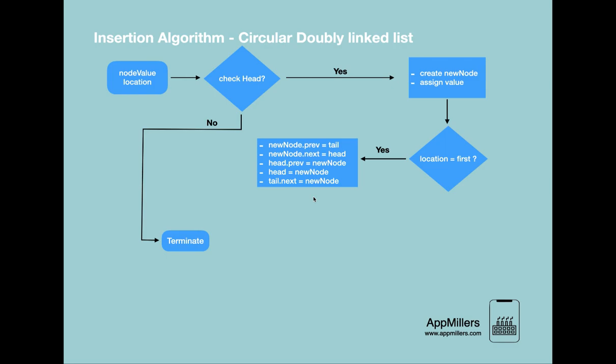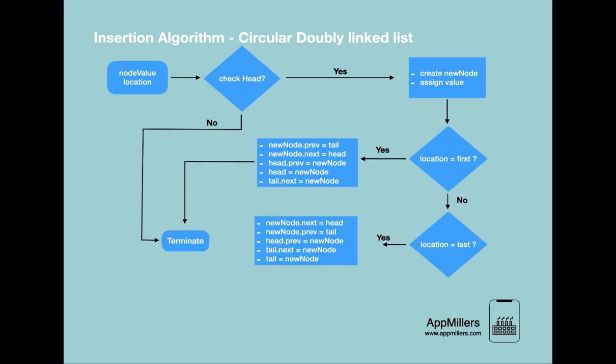So by updating head to new node, we create a link between head and new node. Then at the end, we need to create a link from the last node to the new node that we created. So by setting tail.next, we are creating a link between last node and new node. And with these steps, inserting a node at the beginning of circular double linked list is complete. Then we terminate our algorithm. Then the next step is we are checking our location parameter. If location parameter is not equal to first, then we are checking another case. So if location parameter equals last, it means that we want to insert a node at the end of circular double linked list. So in this case, we will perform these operations.